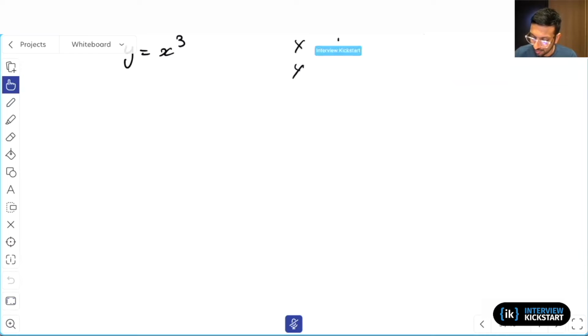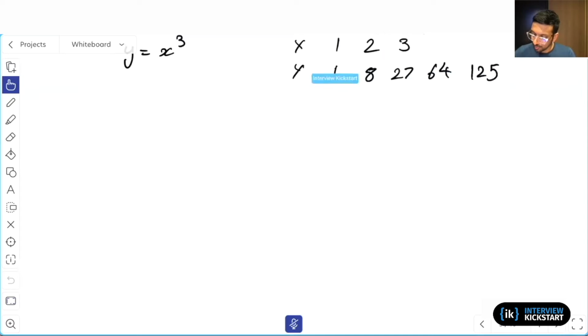So for x is equal to 1, we have y is equal to 1. For x is equal to 2, we have y is equal to 8. For x is 3, we have y is 27. For x is 4, we have y is 64, and 5, 125. So this is just a fairly standard cubic function.